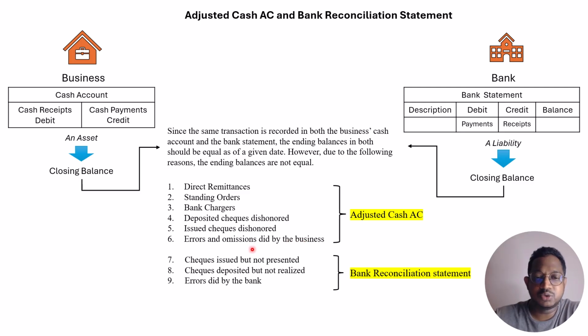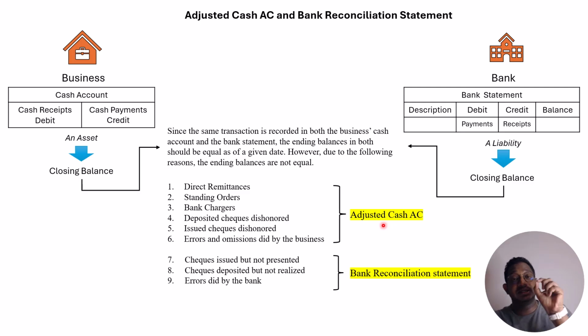These reasons are errors or omissions that happen from the business side. We prepare our cash account, which means we can adjust it as well, because the cash account is prepared by the business. If the business prepared the cash account, we can adjust that, right? So these errors and omissions by the business, we adjust through the adjusted cash account.